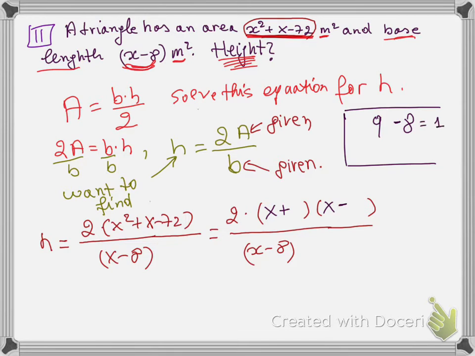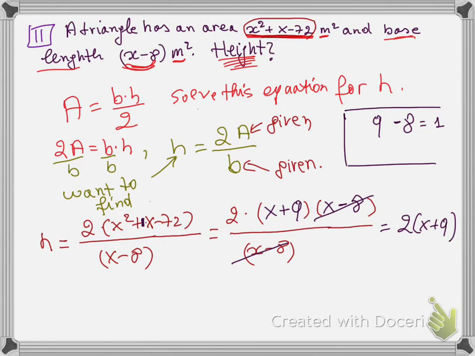And that's what I need because the middle term is 1. I have 1 in front of x. So x plus 9 times x minus 8. That's good. We have x minus 8 in the numerator and denominator. We can cancel that. So the answer is 2 times x plus 9.